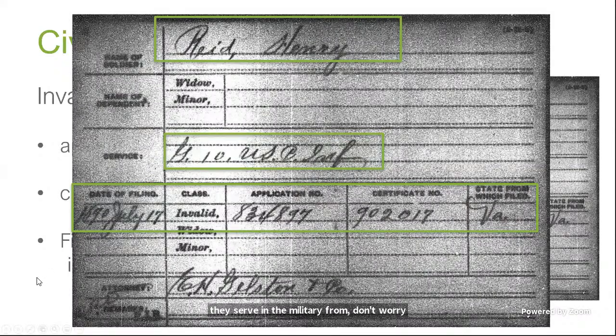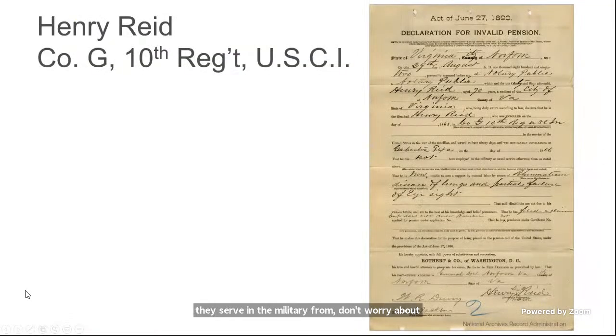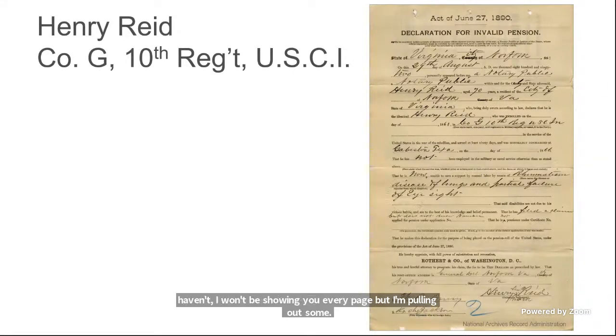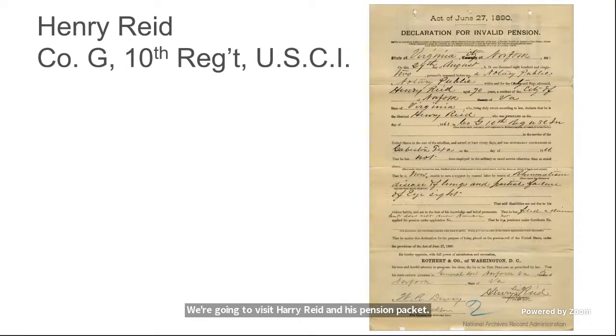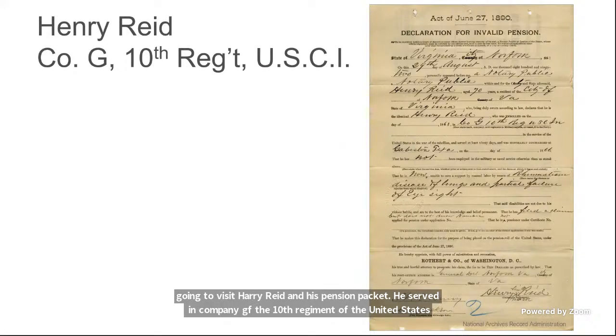Okay, let's dive into an actual pension, some documents. Now, these pension applications can be long, and so I won't be showing you every page, but I'm pulling out some pages that have some great genealogical information. We're going to visit Harry Reid, and his pension packet. He served in Company G of the 10th Regiment of the United States Colored Infantry. Sometimes it's colored troops, sometimes you see the I, colored infantry, and sometimes when you get past the Civil War, they're volunteers. You often see a V, but it's all the same thing.